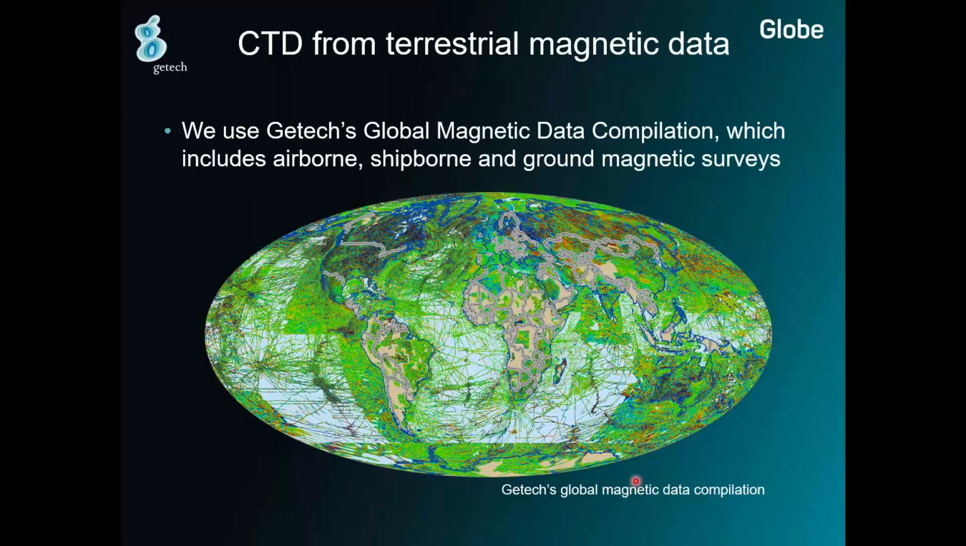So thinking first about terrestrial magnetic data. By terrestrial magnetic data, we mean data collected on an aircraft, on a ship, or maybe even ground data. In this global compilation of Getech's magnetic data, there's very little ground data actually, but there's quite a lot of airborne and a certain amount of shipborne data. These are integrated into a coherent data set, and we need big blocks of reasonably high resolution data in order to be able to estimate the Curie temperature depths.